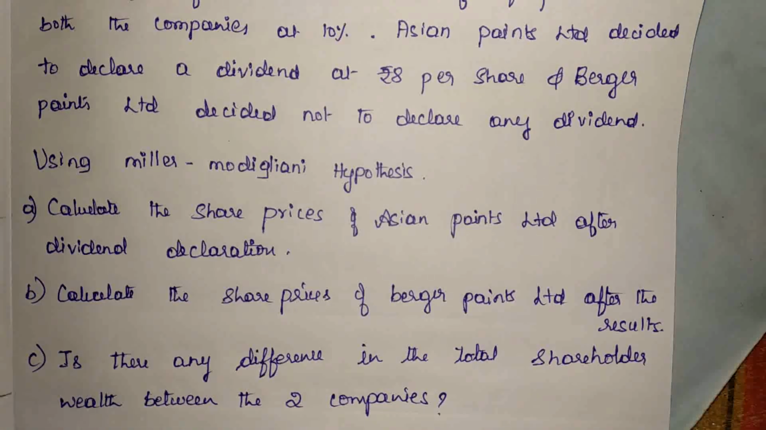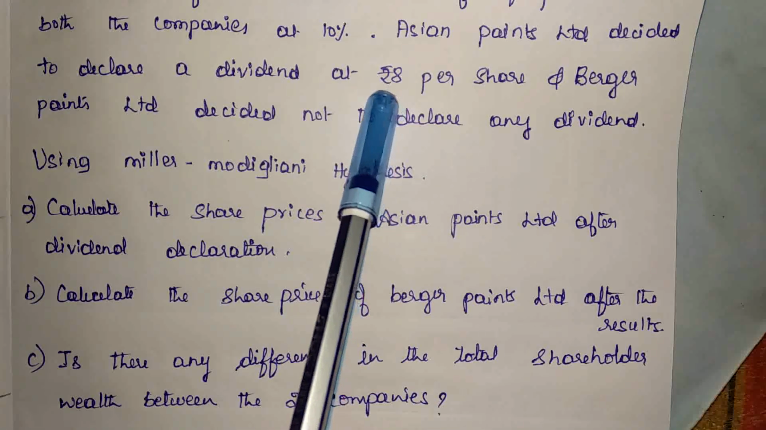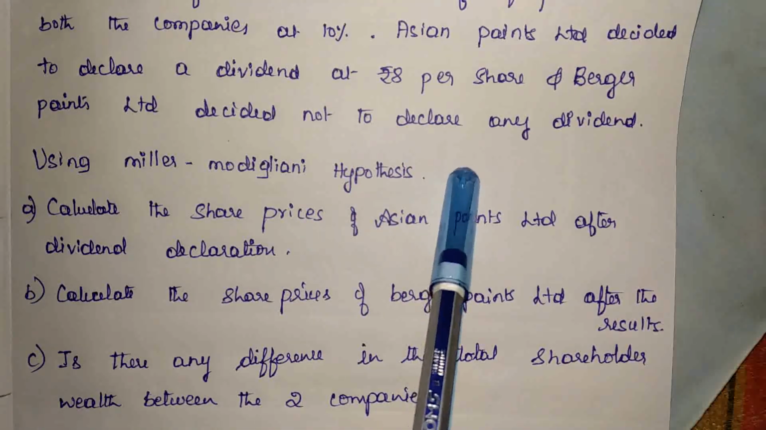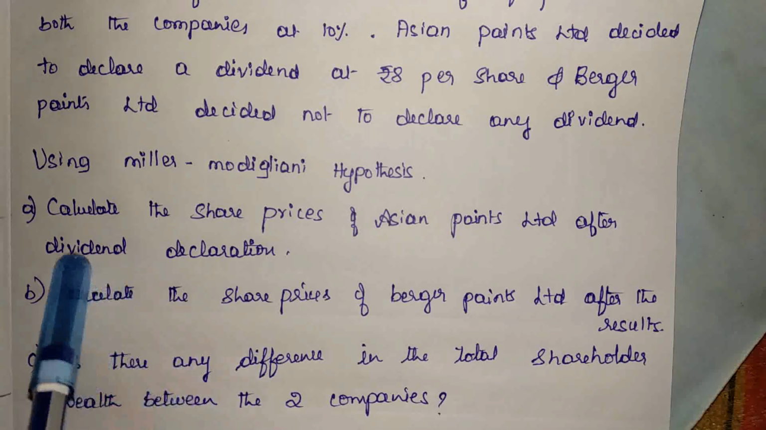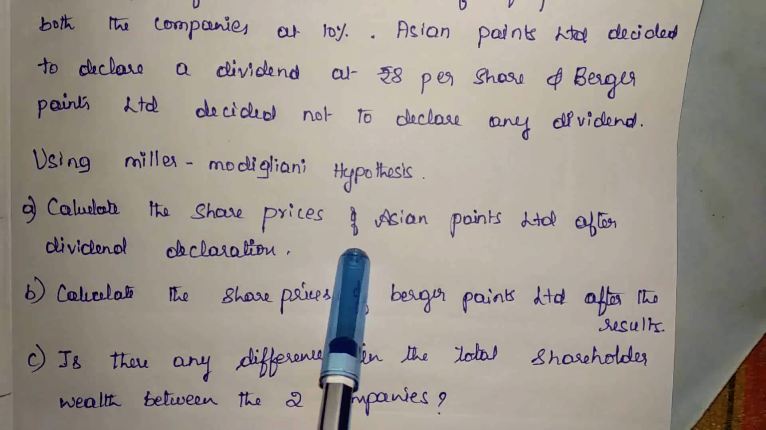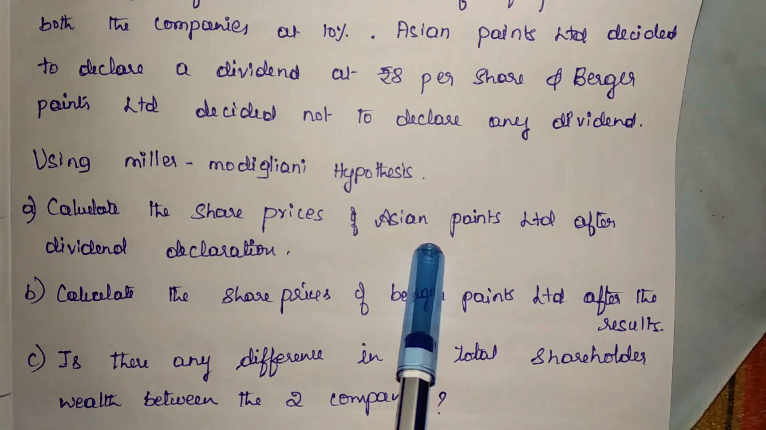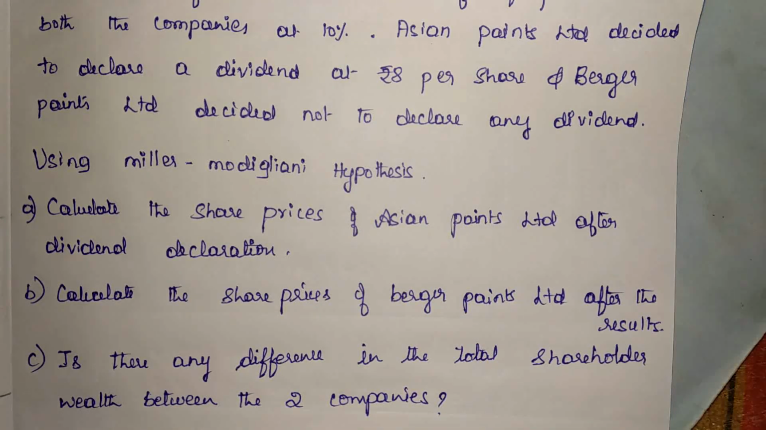The third question is, is there any difference in the total shareholder wealth between the two companies? Shareholder wealth means the share price and the dividend that the shareholder gets. If one company declares a dividend and the other does not, is there any difference that we have to comment on? We'll go for answering the first question, to calculate the share price of Asian Paints Limited after declaring a dividend.